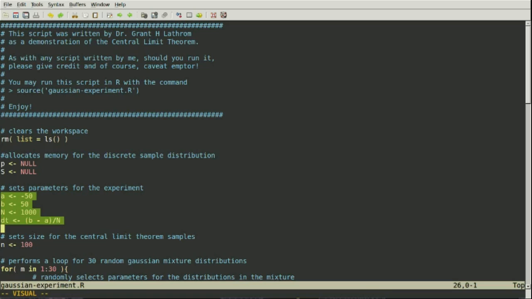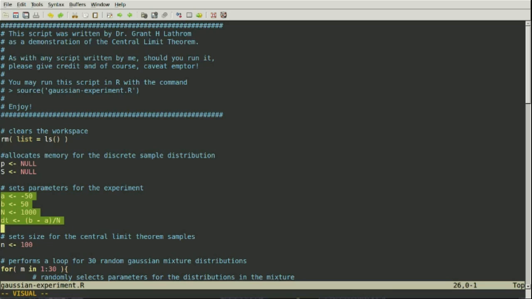So for our discrete probability distribution P, we're just going to take our interval from -50 to 50, divide it up into subintervals, and those subintervals will be the values of our discrete probability distribution. S will be representatives from those subintervals, and that will constitute our sample space.